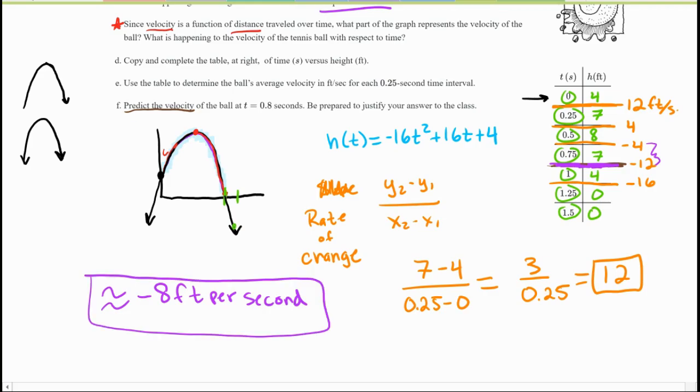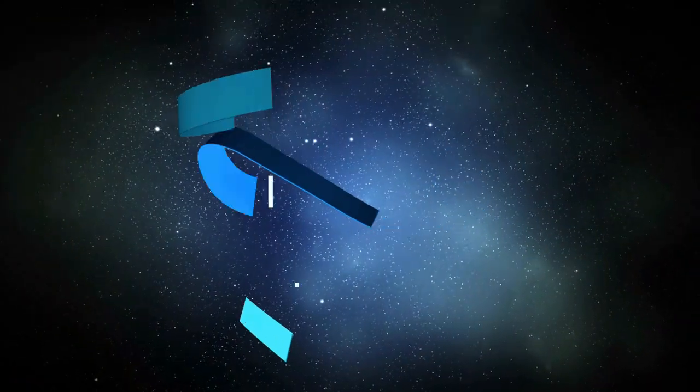The key thing to understand as you're going through this problem is that the speed, the velocity, is the rate of change when we're dealing with a distance over time graph.